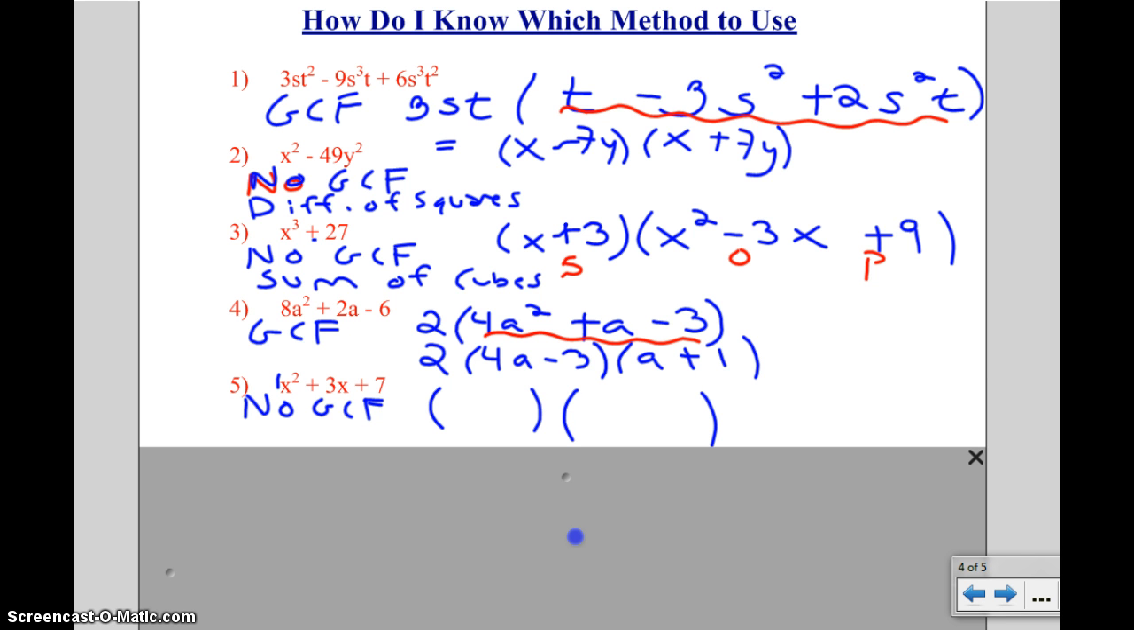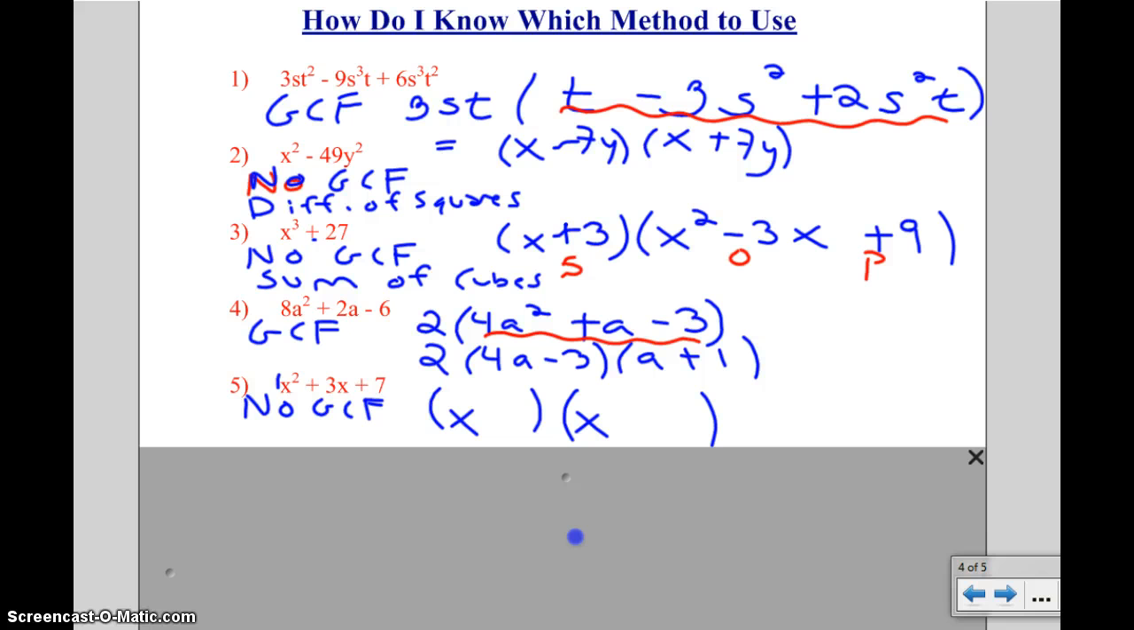Reverse FOIL thinking, first times first makes x squared, so x times x makes x squared. What two numbers multiply to make 7 and add to 3? All right, well 7, I get 7 by 1 times 7. 7's a prime number, so that is actually the only possible two factors that I can use to make 7, 1 times 7. Is there any way that I can add 7 and 1 to make the 3 in the middle?